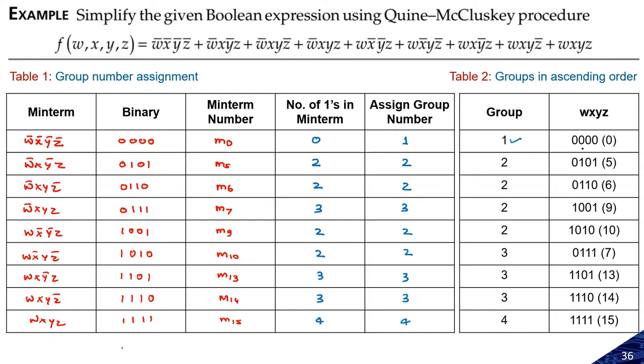In the first group I will have the number 0000. In the second group I have four numbers: M5, M6, M9, and M10. This will come under group 2. Group 3 is M7, M13, M14. So these come under group 3. And the last one is group 4, which is M15. So this is what we have to consider. This is the second step we need to follow.